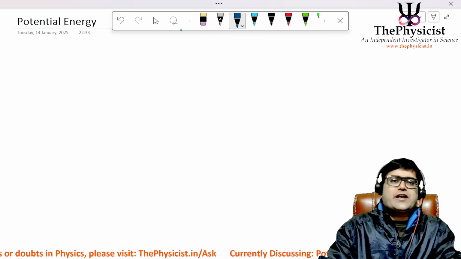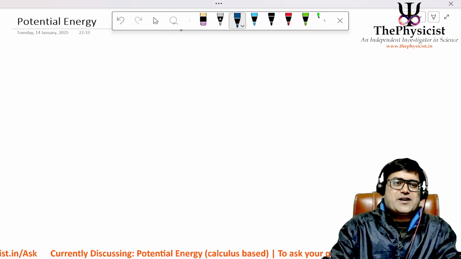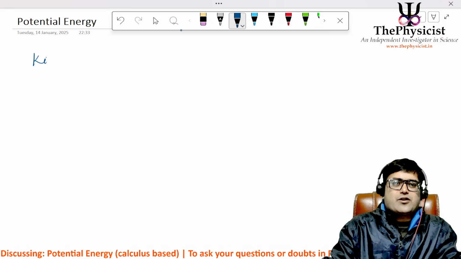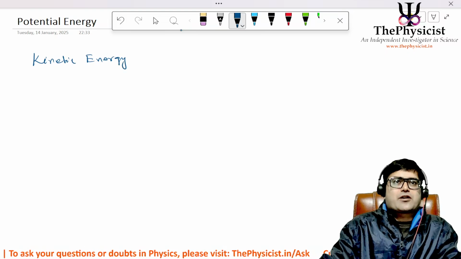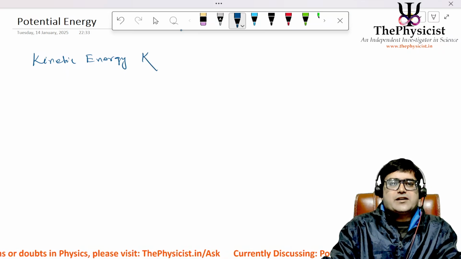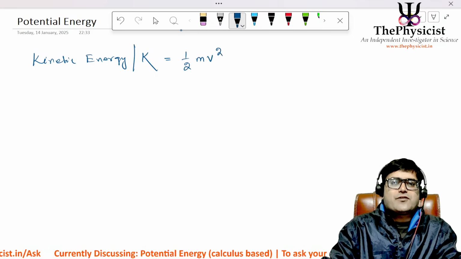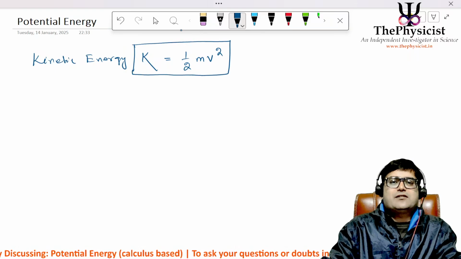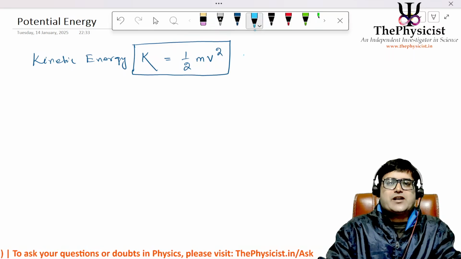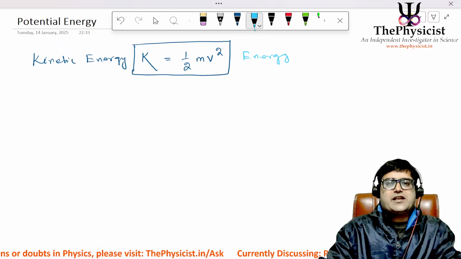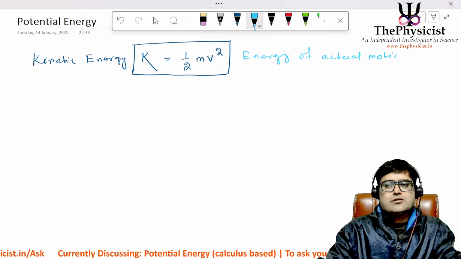Now, if you think you understand potential energy very well, then I have a very simple question to ask. If I talk about kinetic energy, the formula is K, that is half m v squared, right? You know this formula very well. A single formula: a mass moving with a speed v has the energy of actual motion. So kinetic energy is the energy of actual motion, right?